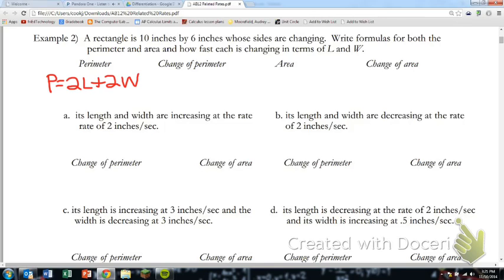So we know that the perimeter of a rectangle is 2 lengths plus 2 widths. So if you were to take the derivative of that with respect to time, you would get dP dt, the rate of change of the perimeter with respect to time, is 2 dL dt, the derivative of L is 2 dL dt, plus 2 dW dt.